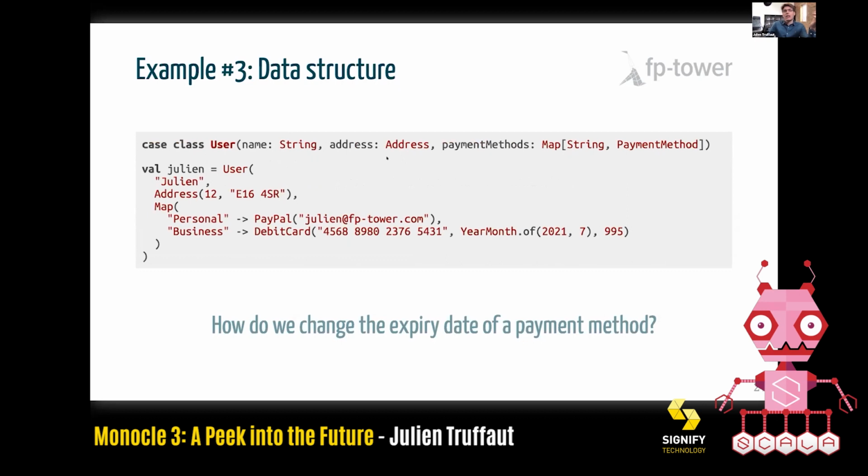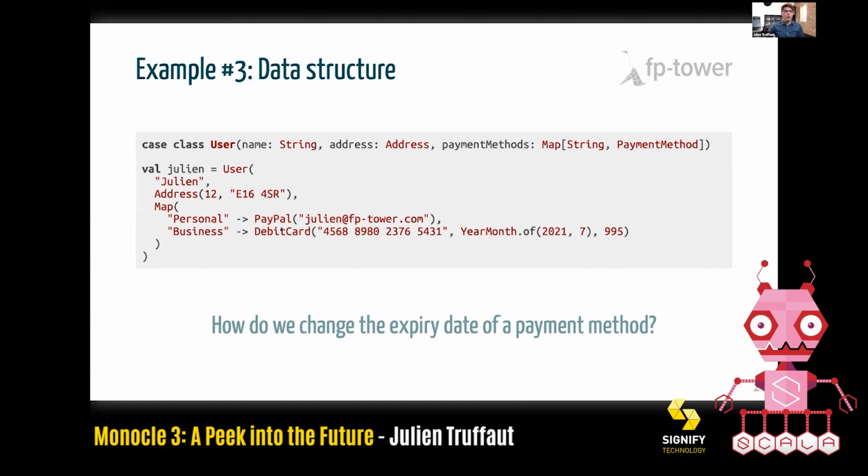Let's change our user, and this time it's going to be a map from string to payment methods. For example, Julien is a user who has a personal payment method that is a PayPal account and a business debit card. Fine. And now, same question again. How can we change the expiry date for one of these payment methods?